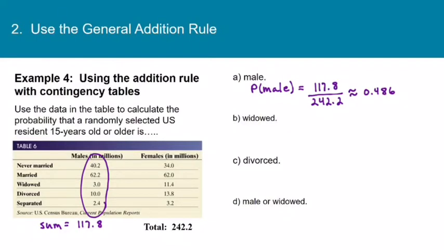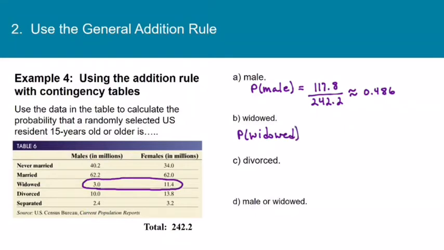Now let's look at the probability that a randomly selected U.S. resident 15 or older is widowed. So the widowed are going to be on this third line, and the probability that a randomly selected U.S. resident 15 or older is widowed is going to be the sum of 3.0 plus 11.4 over 242.2. Now you could complete this sum before you write out this fraction, that's up to you, but I just didn't this time because it's only two numbers. So 3.0 plus 11.4 over 242.2, and that comes to approximately 0.059. And again, remember we round our probabilities to 3 decimal places typically.